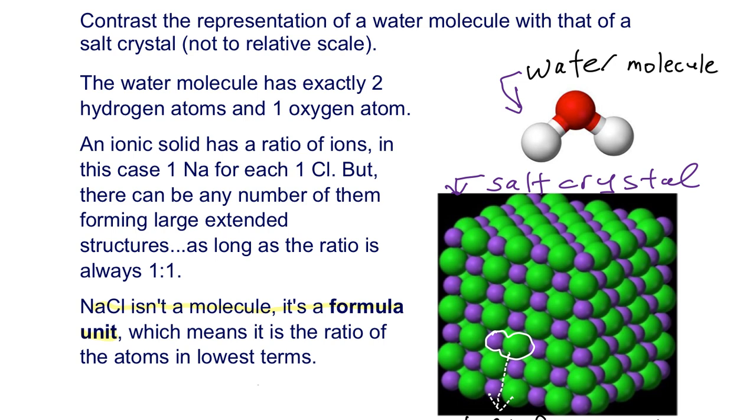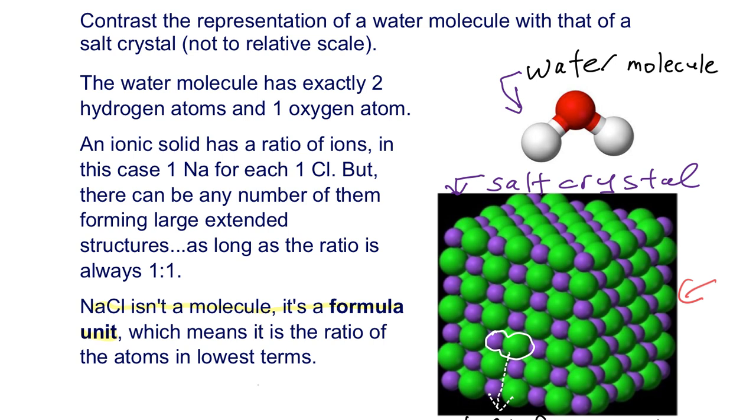Salts form crystals, salt crystals. You've seen them when you shake salt on something. You can see little crystals of salt. Those crystals contain billions of atoms linked together by ionic bonds. So this picture right here shows a piece of a salt crystal, maybe sodium chloride. You can see that it's repeated in all dimensions.